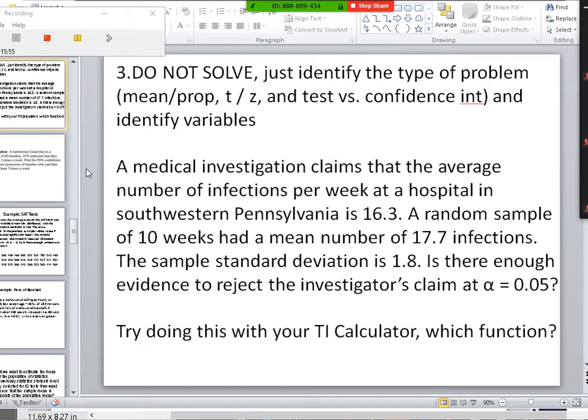A medical investigation claims that the average number of admissions per week at a hospital in southwestern Pennsylvania is 16.3. A random sample of 10 weeks had a mean number of 7.7 infections. The sample standard deviation is 1.8. Is there enough evidence to reject the investigator's claim at alpha equals 0.05? Great, thank you. All right, take 15 seconds, figure out whether it's a mean or proportion problem, whether it's a T-table or Z-table you're going to use, and whether it's a hypothesis test or a confidence interval. Go, 15 seconds.